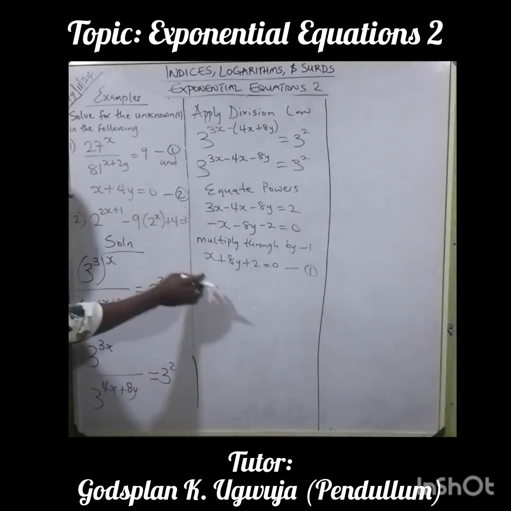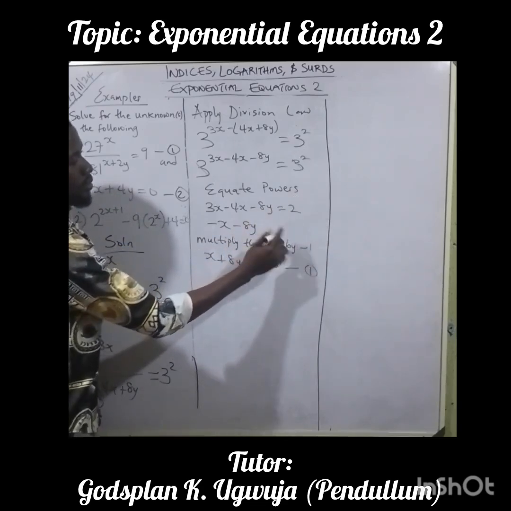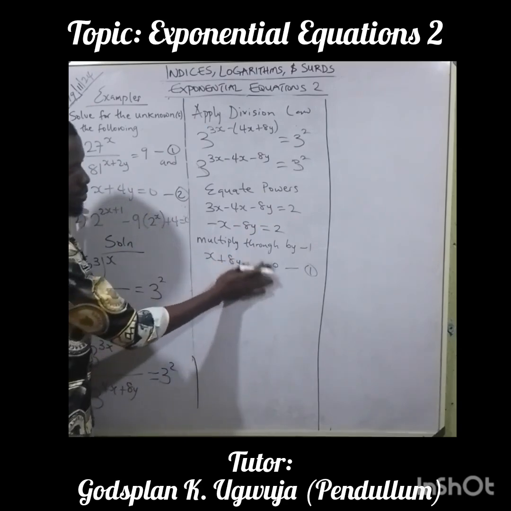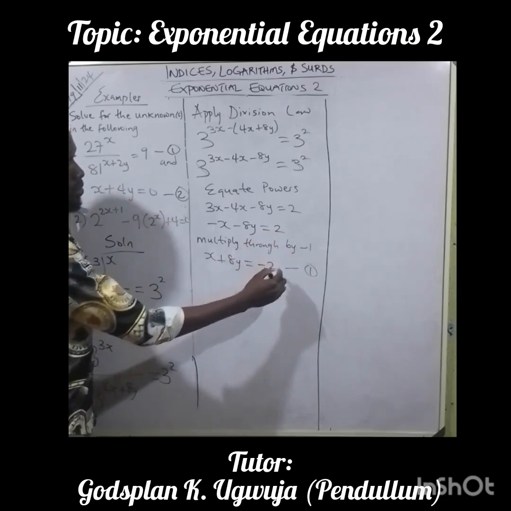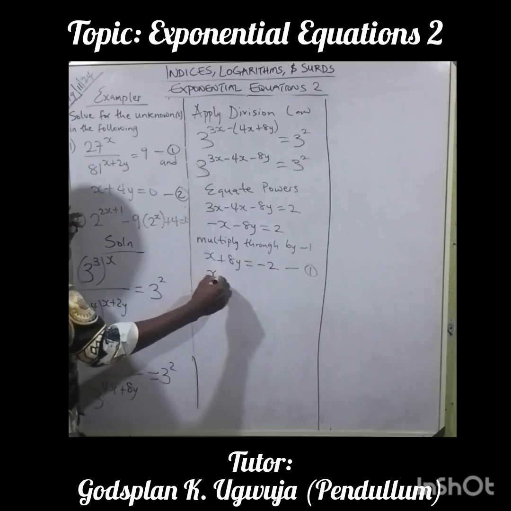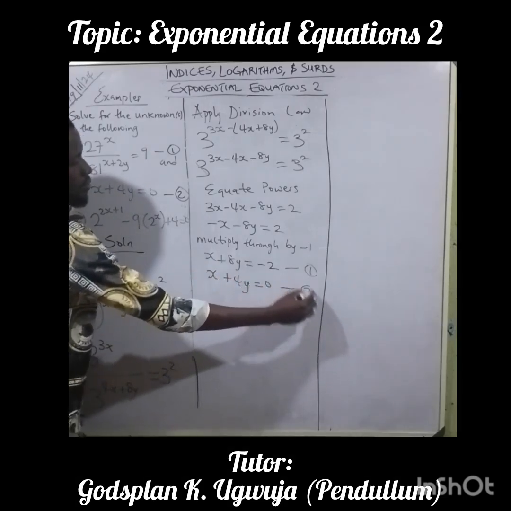Okay, in this format, that means, let me just leave the 2 here. If I multiply 2 by minus 1, minus 2. So no need to bring the 2 this way. Alright, then equation 2 we have x plus 4y is equal to 0.